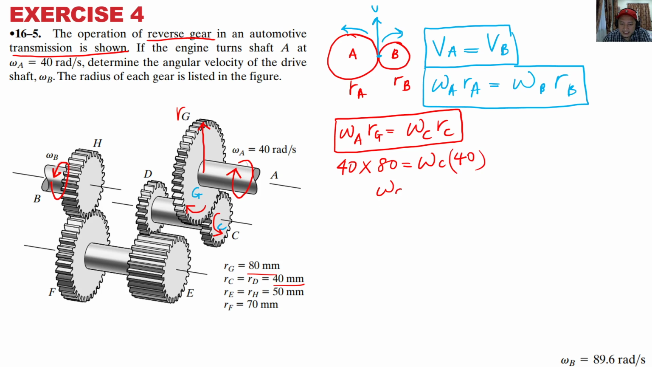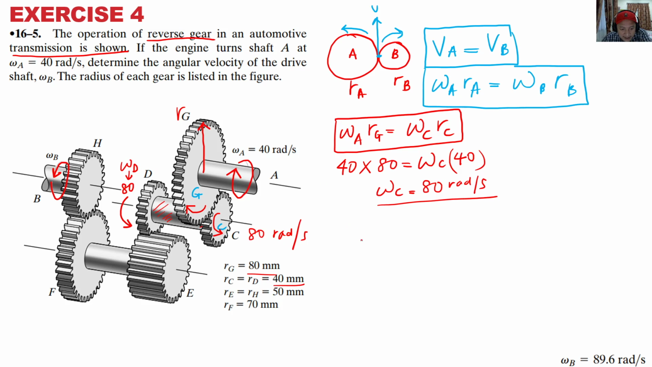So omega C, immediately you're going to get 80 radian per second. So this whole shaft is rotating at 80 radian per second. If this one is rotating at 80, over here it is also rotating at 80. So you know already this is actually omega D.